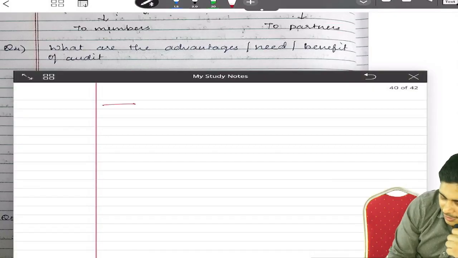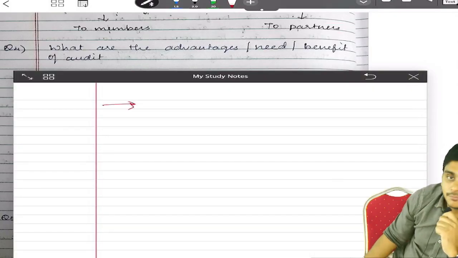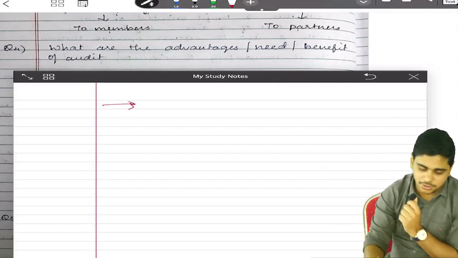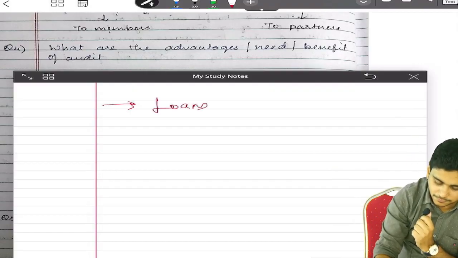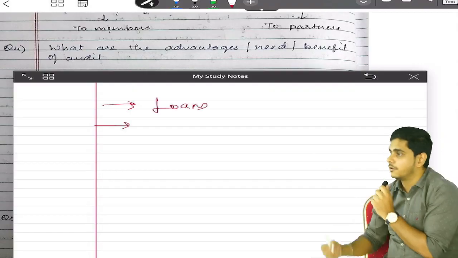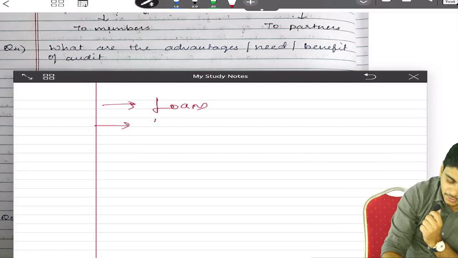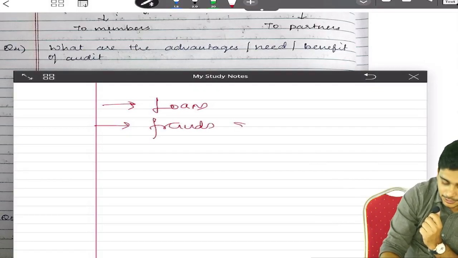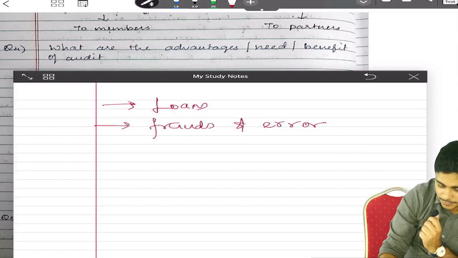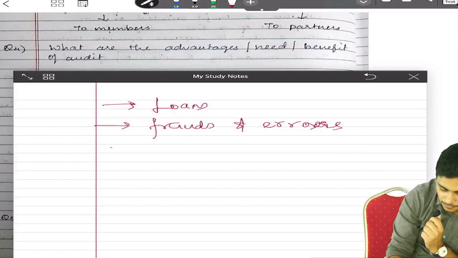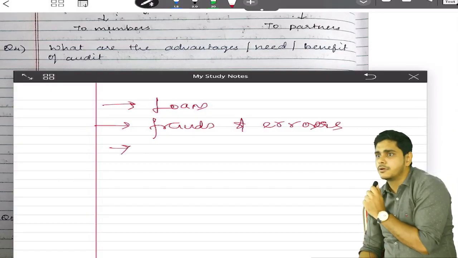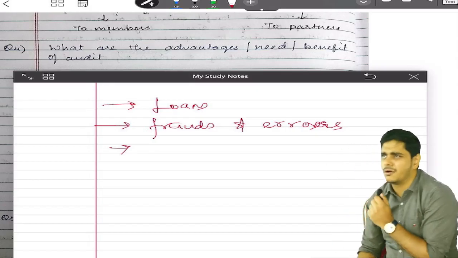Why will somebody get the accounts audited? Tell me. Loans, to obtain loans, very good. Frauds, so for finding out frauds and errors. What else? Confidence of? On the company, no.